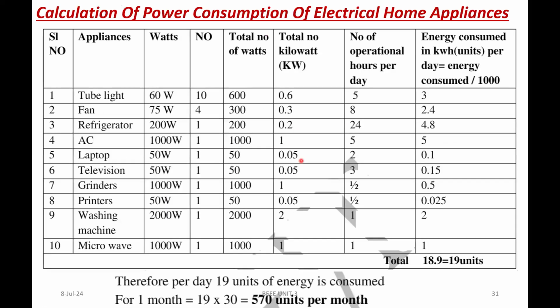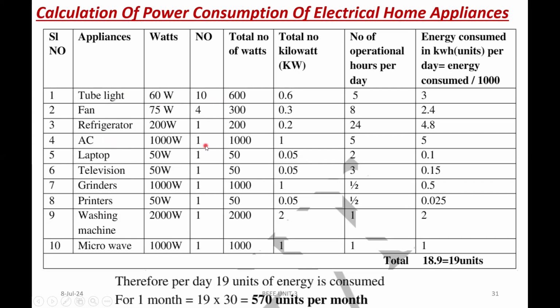And let it be, we can go for the simple calculation of household appliances here. Just observe this tabular column. We have some different household appliances: tube light, fan, refrigerator, AC, laptop, television, grinders, everything is given. For each of them they have given different wattages, and also they have given the quantity; in a particular house, we have 10 tube lights.